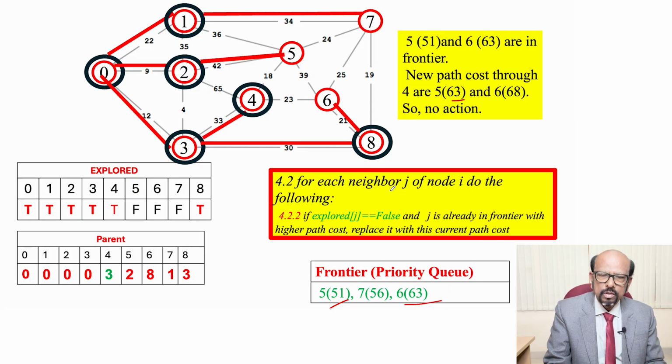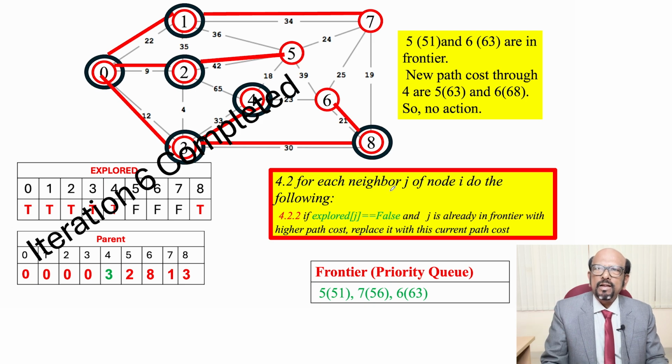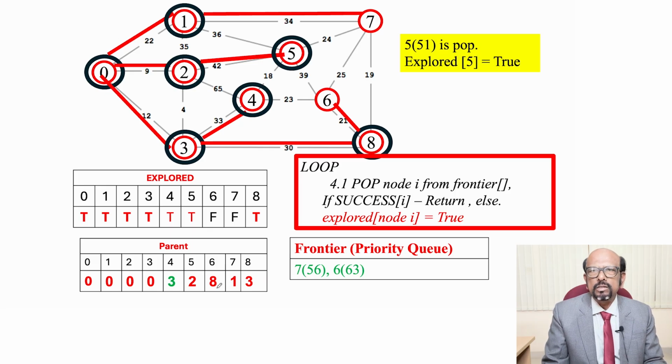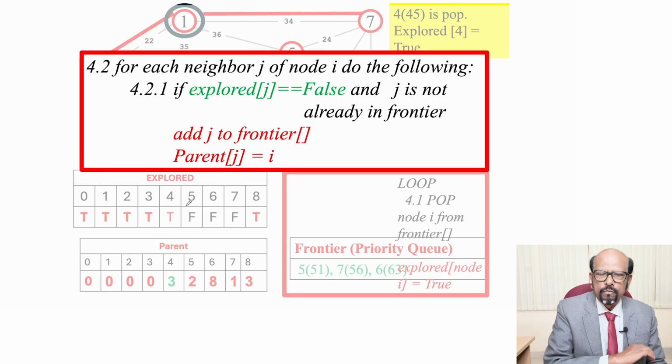So, now iteration 6 is completed. At the end of iteration 6, 5, 7, 6, these are in the frontier and these are the values. Now, we will go to the next iteration. Here, 5 is popped up, pop 5. Now, verify whether it has the solution. No, then you mark it explored. 5 is also marked explored. So that is about 4.1.